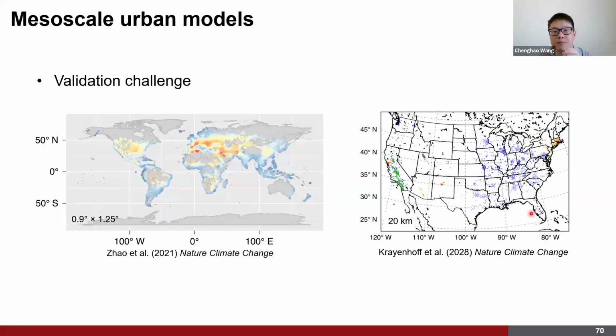But there are always some challenges for this kind of mesoscale urban model, especially when the resolution is coarse. Think about what we are doing when we validate the simulated variables. We're validating a 20 kilometer resolution, or even 1 degree resolution grid cell versus point scale station measurements, right? This scale mismatch often creates a lot of uncertainties, and it is really hard to tell whether the model is doing great or not.